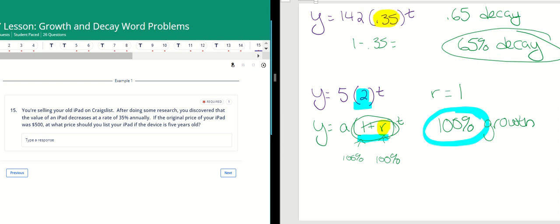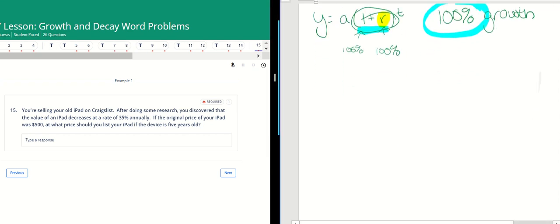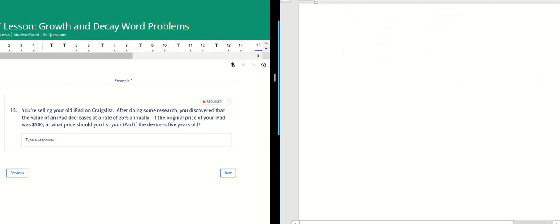So we need to know this because we can apply this formula to word problems. These word problems are going to be a little bit dated. They might seem a little bit silly because some of the numbers are made up, but you can at least appreciate the fact that there are some real life applications here. These are some things you might want to calculate because they have to do with money, and that's something that's important to you. So for this example, you're selling your old iPad on Craigslist.